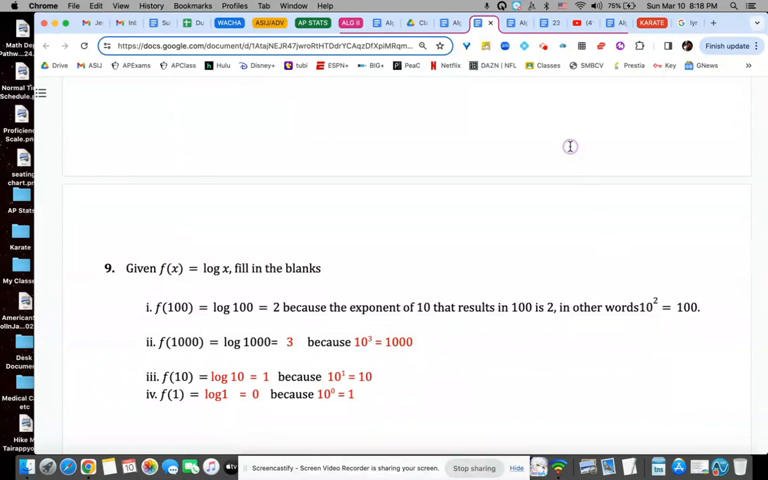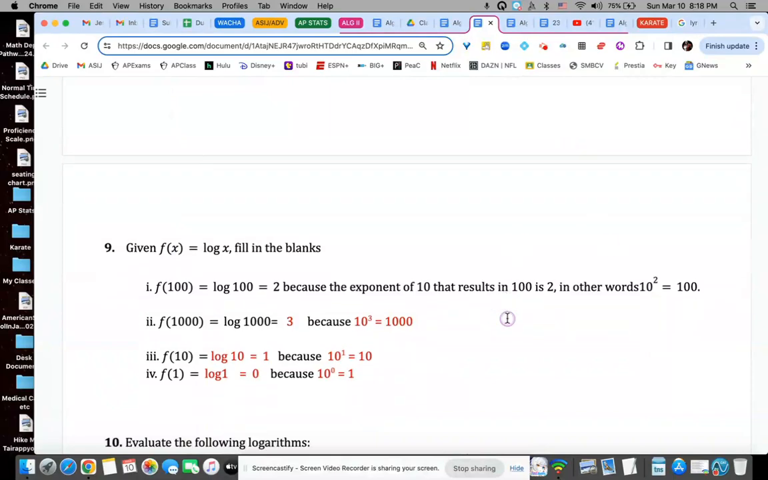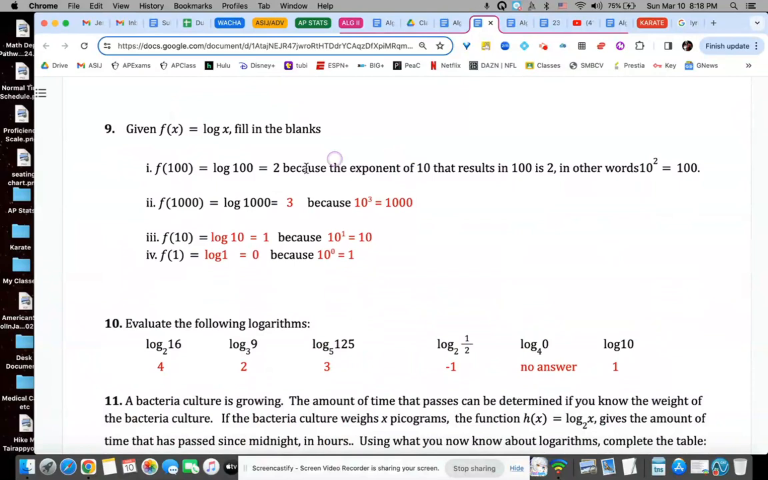All right, so let's look at number 9. It's still the same thing, right? You're just getting used to 10 to the second power equals 100, 10 to the third power equals 1,000. And this is where we're rolling the log. Roll your log, right? So when I look at this, I know this is base 10, even though it doesn't say it. So 10 to the third power equals 1,000. This rolling the log idea is very, very important. It's how you undo a log.